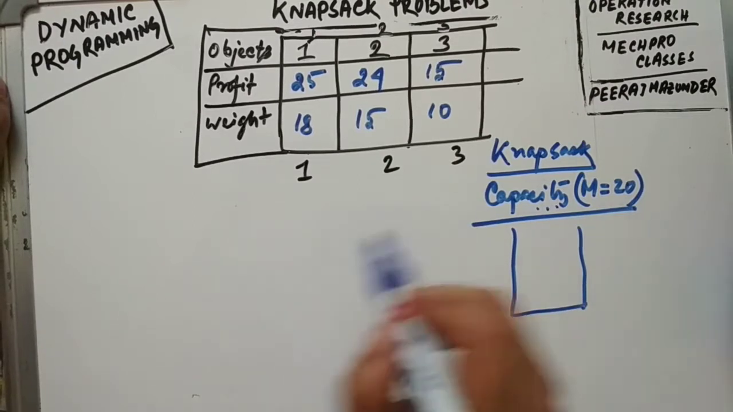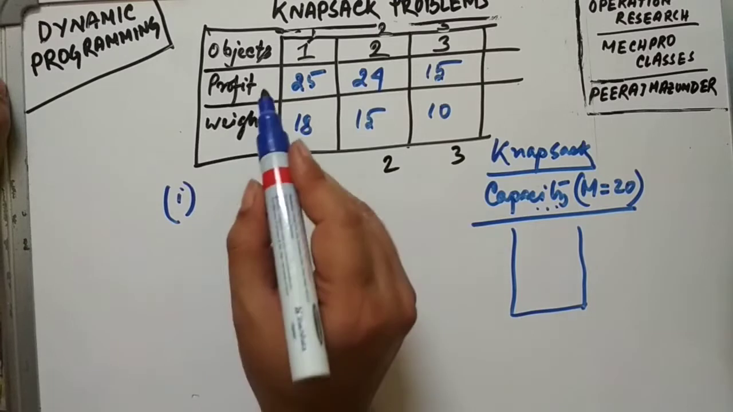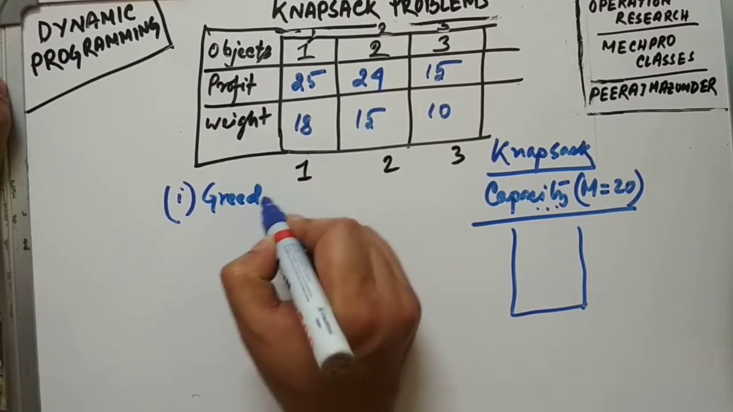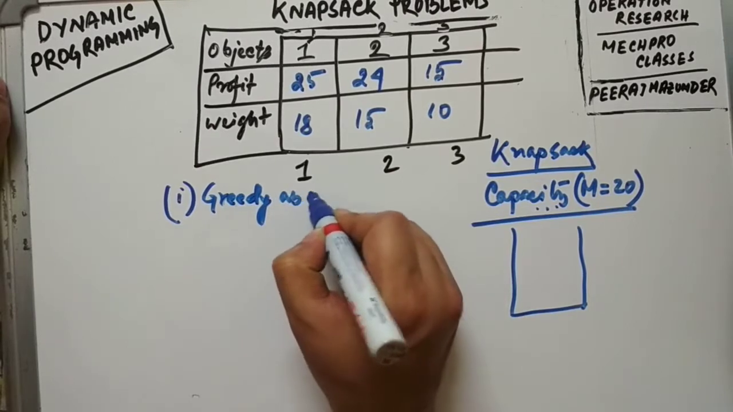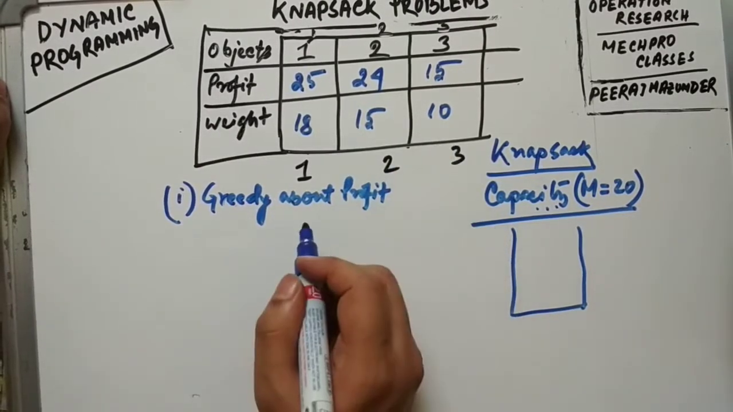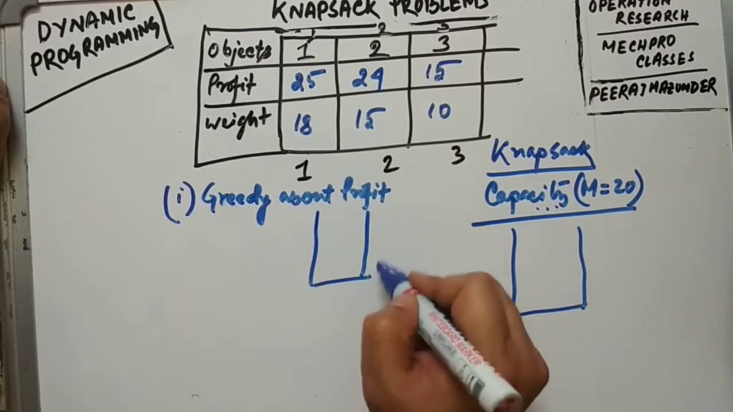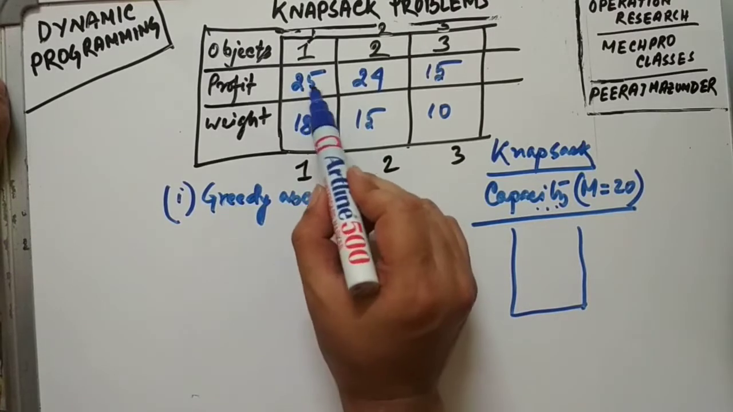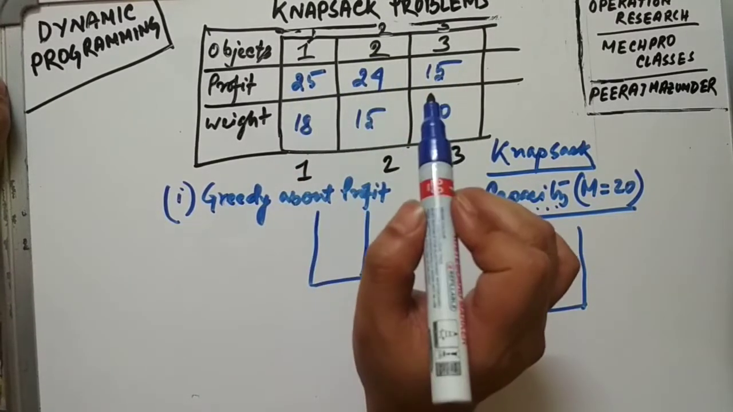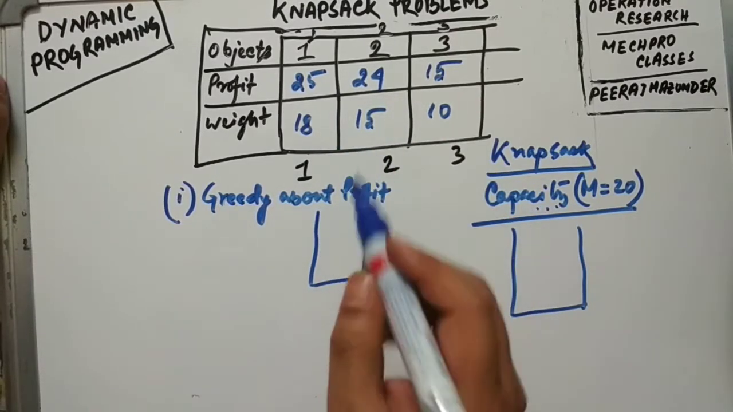Now we'll apply first, say we are greedy about profit. When we are greedy about profit, we'll see the profit. Our objective is to maximize the profit, so we'll see which profit is highest, and the corresponding weight we will keep in this bag.